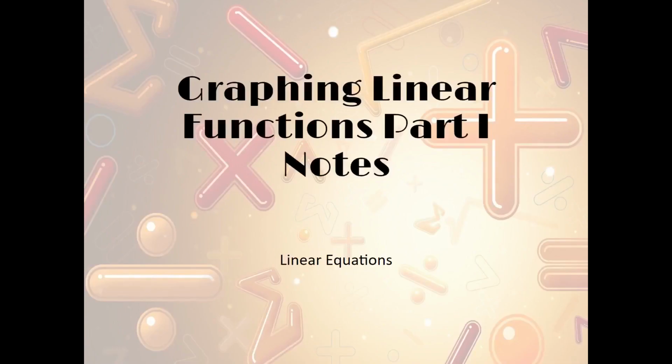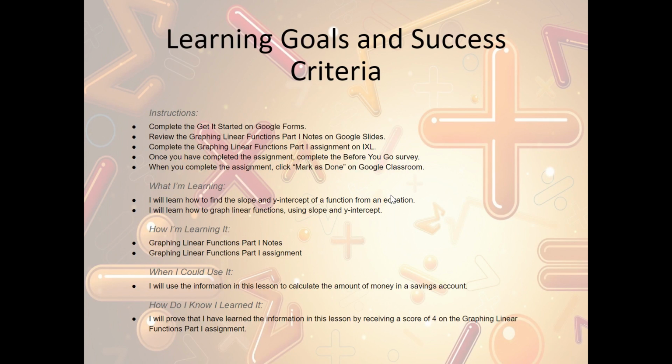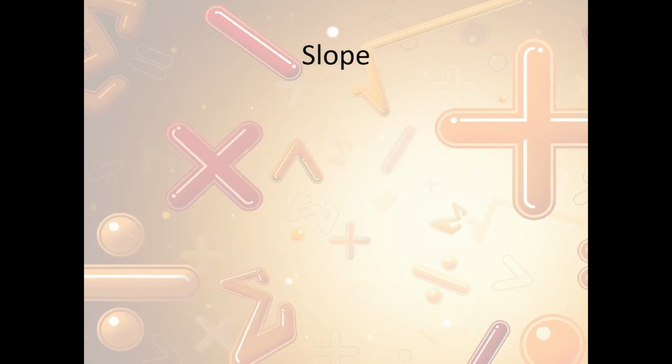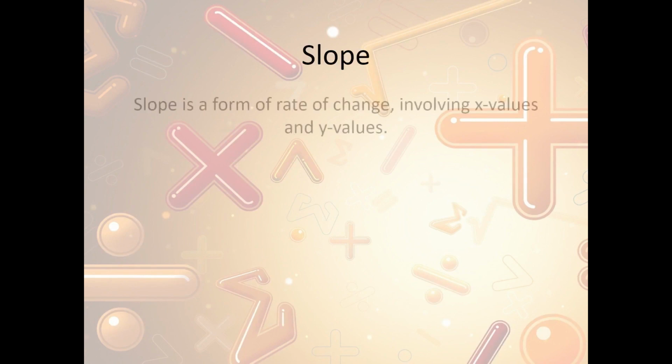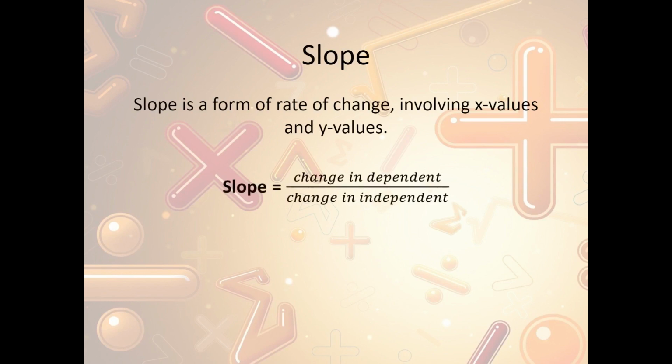Let's take a look now at the Graphing Linear Functions Part 1 notes. Our notes begin with the learning goals and success criteria. Now let's talk about slope. What is slope? Slope is a rate of change involving x values and y values. Slope is known as the change in the dependent variable over the change in the independent variable. Now what does that really mean? That really means that slope is the change in the y values over the change in the x values. So it's always y over x.